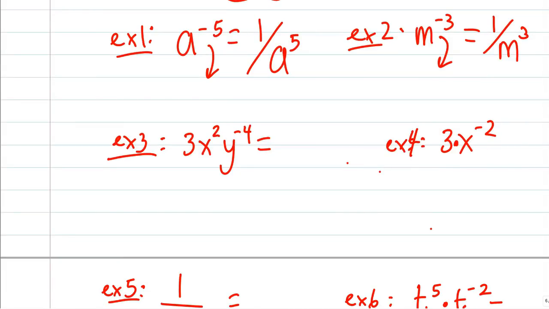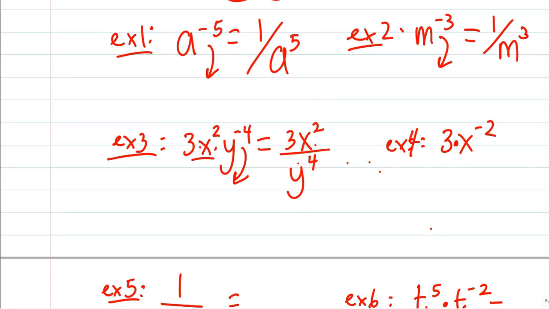What about this? 3x squared y to the negative 4th. Where's the negative exponent? Does everything move? No. What has the negative exponent? 3 is a positive exponent, x squared is a positive exponent. Leave those alone. Take the y to the 4th down. That negative exponent on the y leaves the 3x squared on the top and moves the y to the 4th on the bottom.